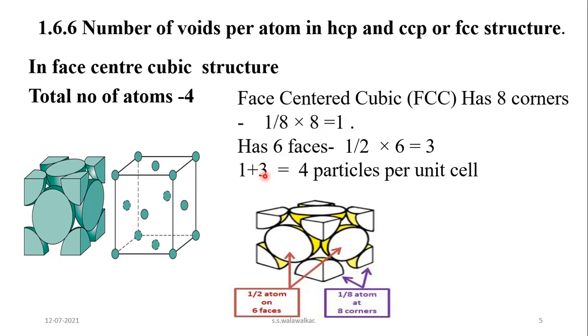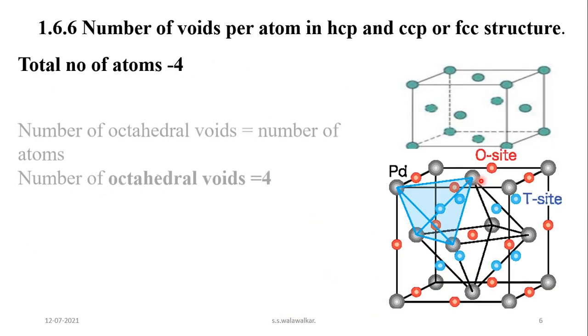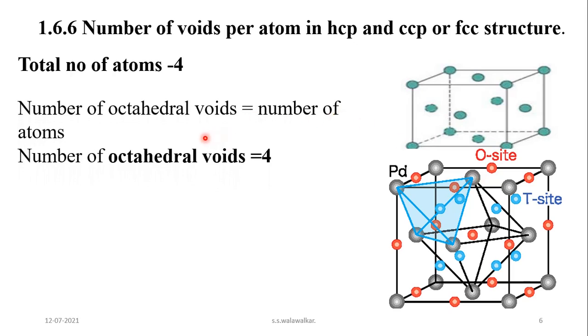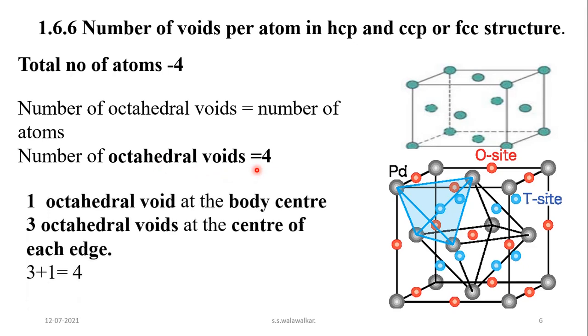So 1 plus 3, that is equal to 4 particles per unit cell. Now you know that the number of particles is equal to the number of octahedral voids. So in FCC, the number of octahedral voids is equal to the number of atoms, and as the number of atoms is 4, the number of octahedral voids is 4. Now these 4 voids are of which type, that we will see.